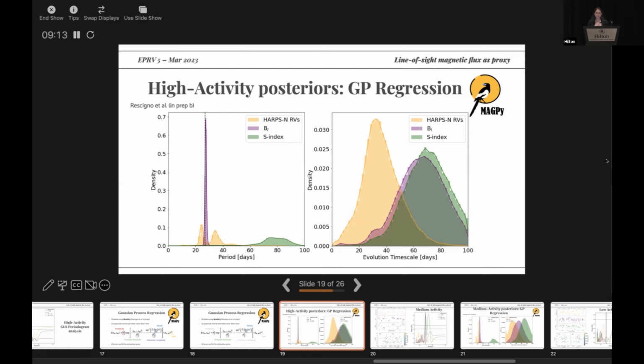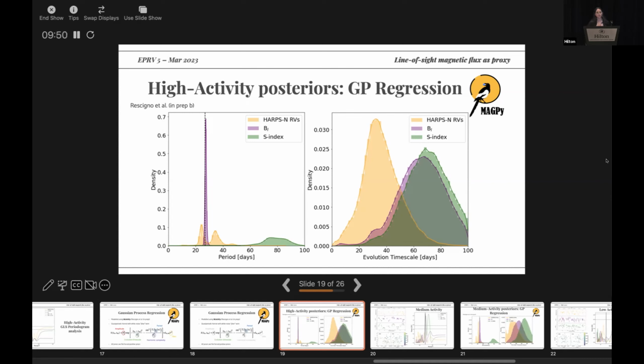At the same time, I want to quickly stop on the timescale. Here, we've noticed that, not just for this case but consistently throughout the analysis, the magnetic flux B_L's evolution timescale is larger than the one at which the RV converged. Now, part of this can be due to the fact that the radial velocity posterior distribution for the period is very often, if not always, bimodally peaked, so there might be some degeneracy with the evolution timescale.